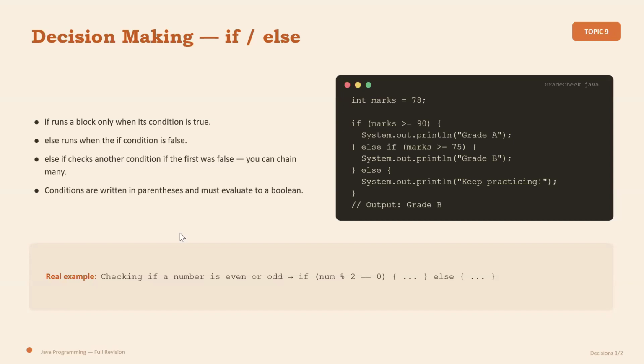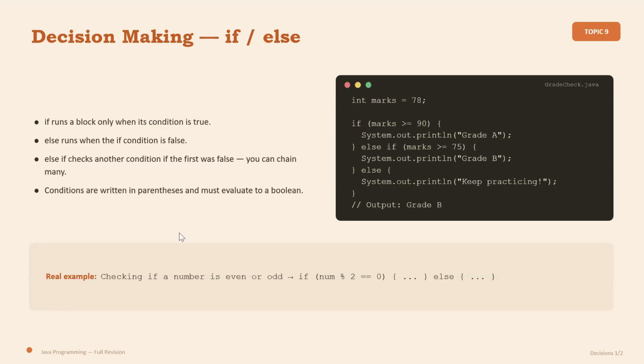And we have if else. If the condition is true, it executes the first block of statements. Otherwise, it executes the second block, that is the else part. And then we have else if. Java evaluates conditions from top to bottom and stops as soon as it finds the first condition that is true.